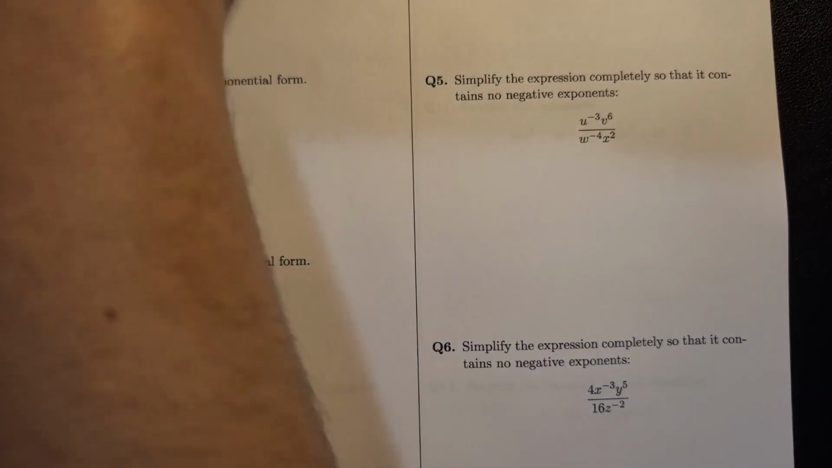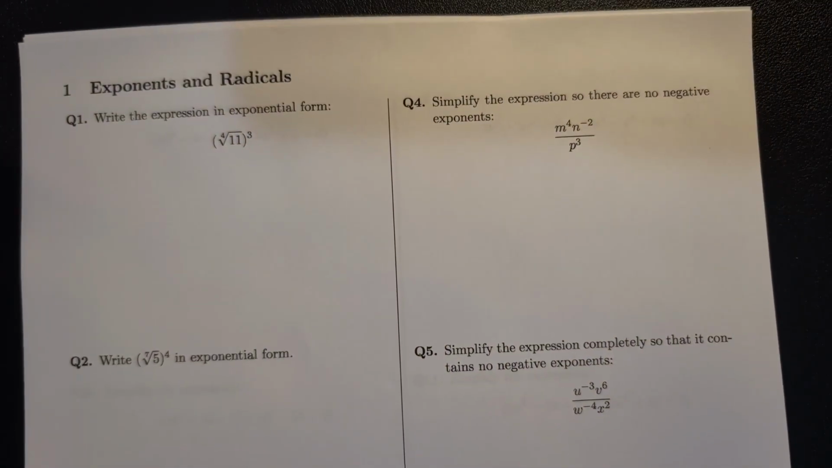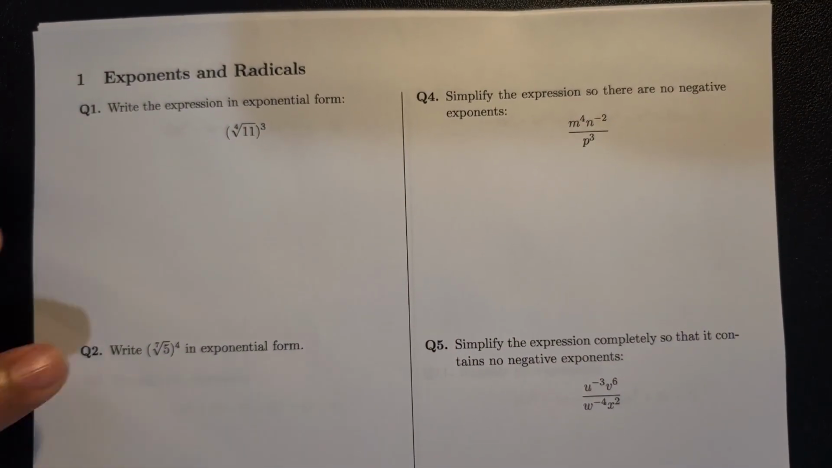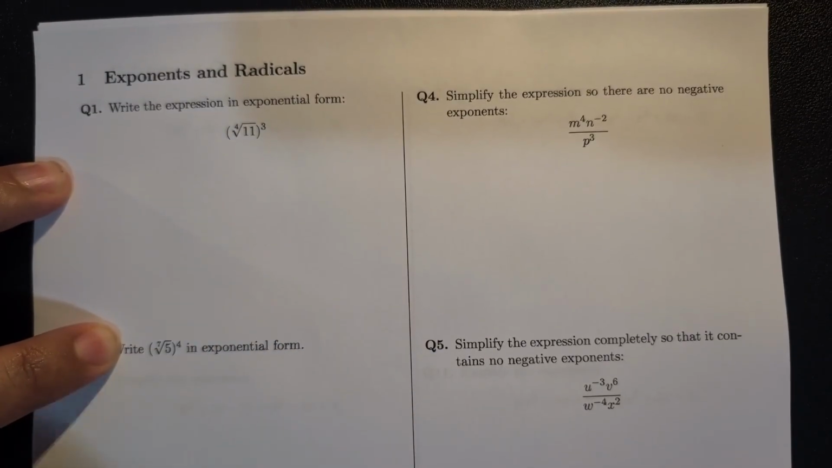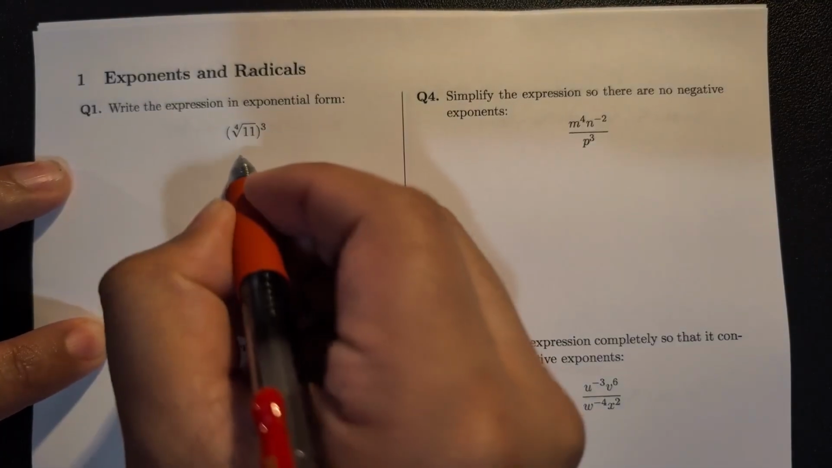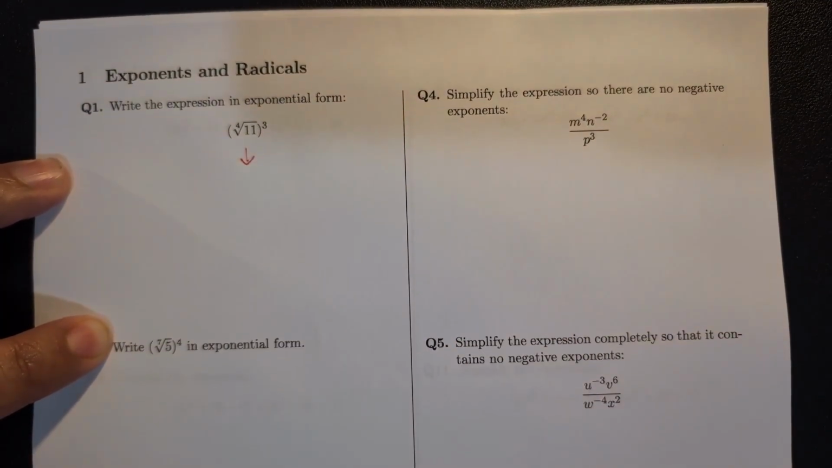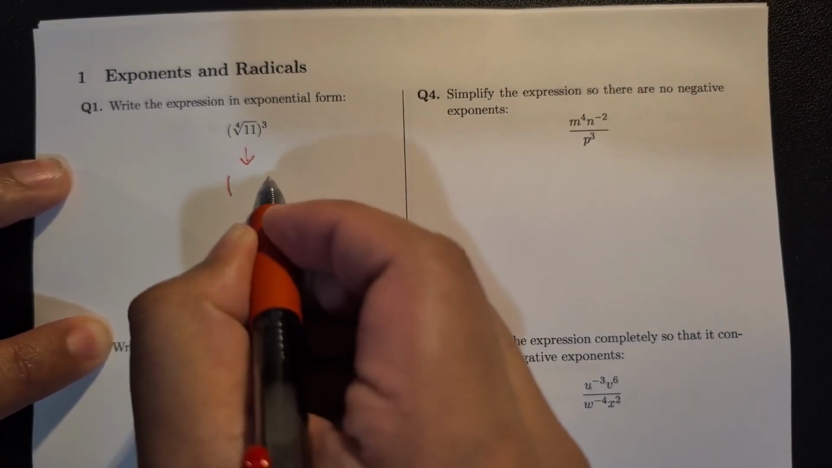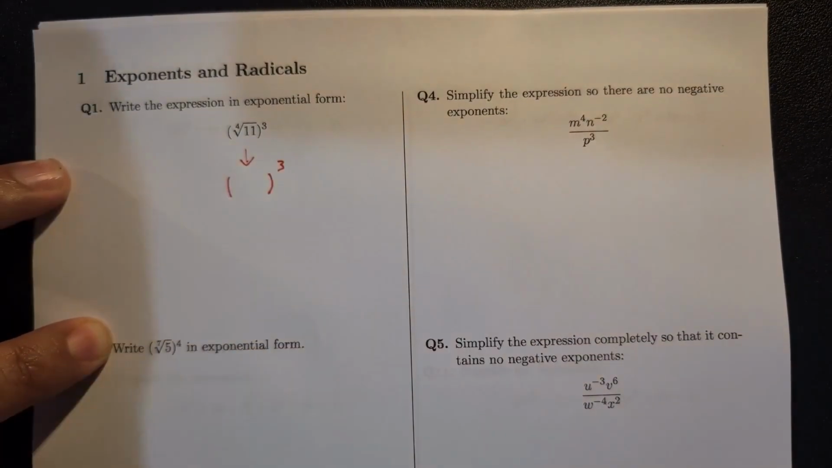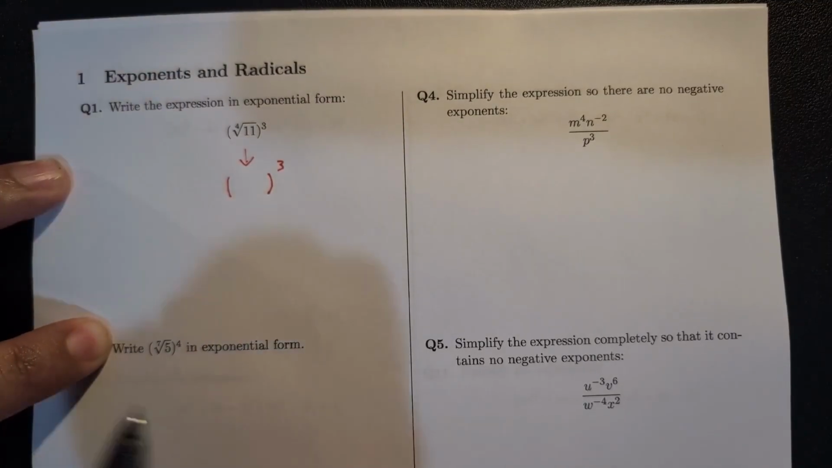Okay, so starting off with exponentials and radicals. Here it is, question one. We want to be able to write the expression in exponential form, so we want a base and we want an exponent. So what we want to do first is do this one step at a time. We want to convert the inside of my parentheses as an exponent.